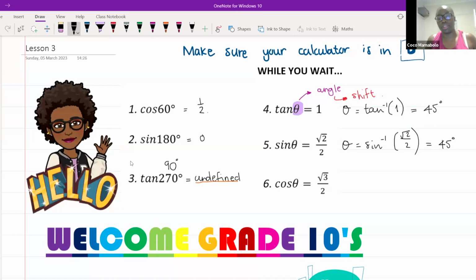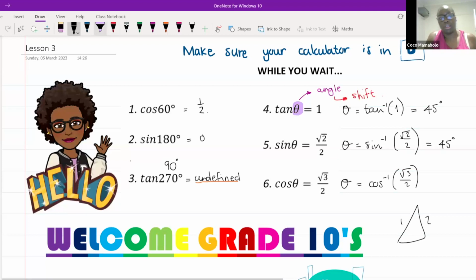Now, cos of theta is equal to root 3 over 2. That means I'm looking for theta. So that theta is going to be arc cos of root 3 over 2. Let me see if I can do this in my head. 1, 2, root 3. Okay, and that makes that 60. So this should be 30 degrees. I'm trying my best not to use a calculator, but these are the answers we should be getting.